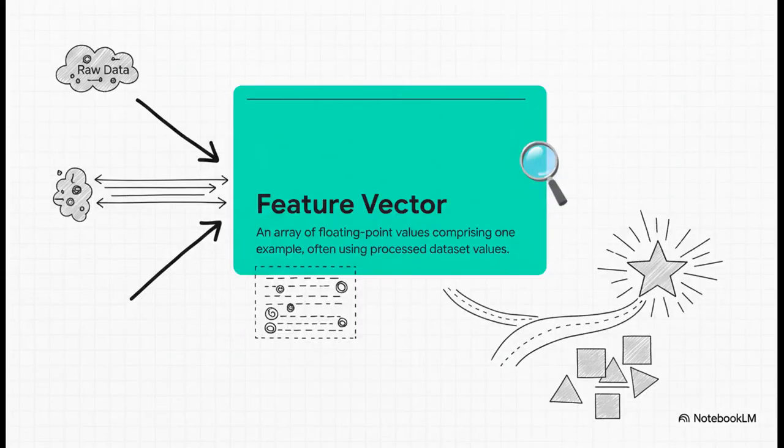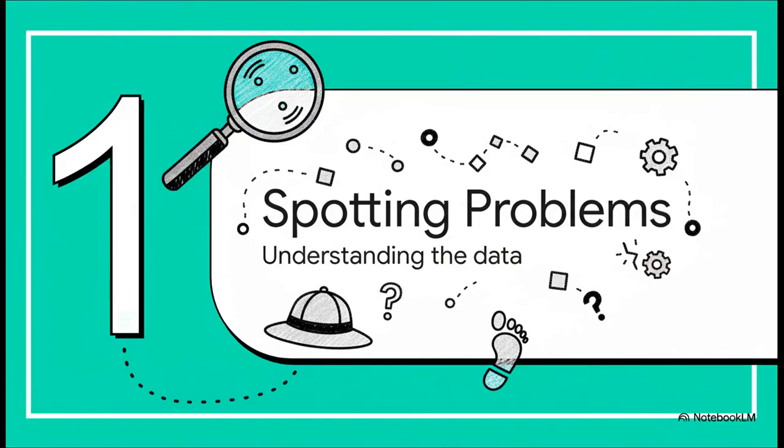So what on earth is a feature vector? Well, it's pretty simple at its core. It's just a list of numbers, an array of floating point numbers to be exact, that stands in for one piece of data. But notice that super important word on the slide, processed. The real magic happens in the journey from raw data to that final processed feature vector, and that's the journey we're going on today. Okay, let's begin.